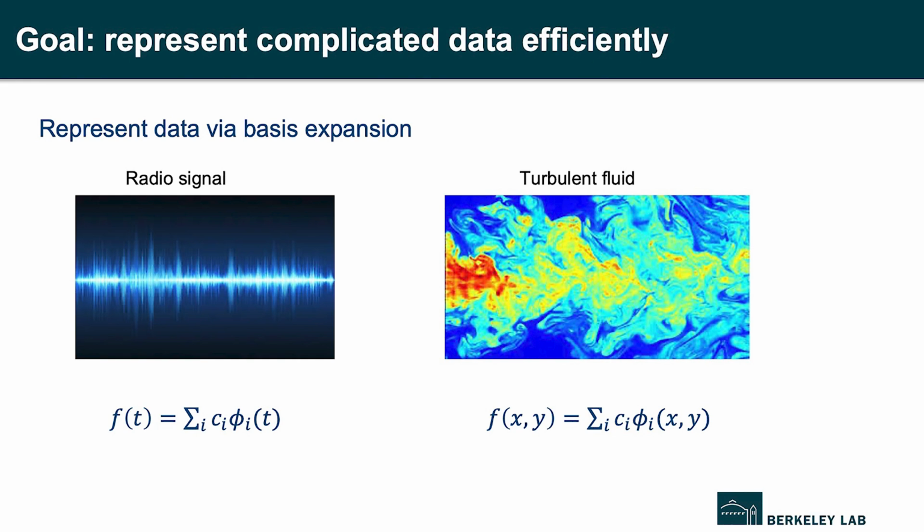As a standard mathematical technique, we represent this data using a basis expansion. And the idea is that we want to find a basis set such that the number of terms in the sum is as small as possible. And that's what we mean by efficient.